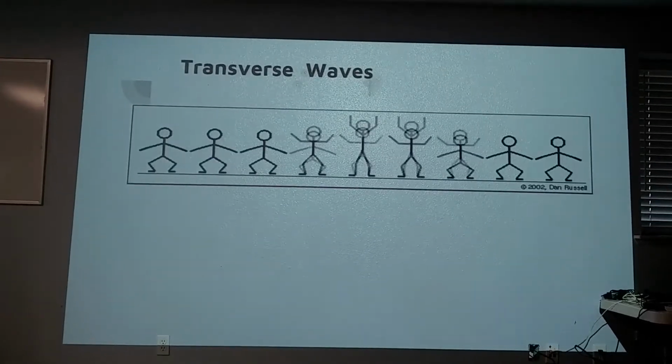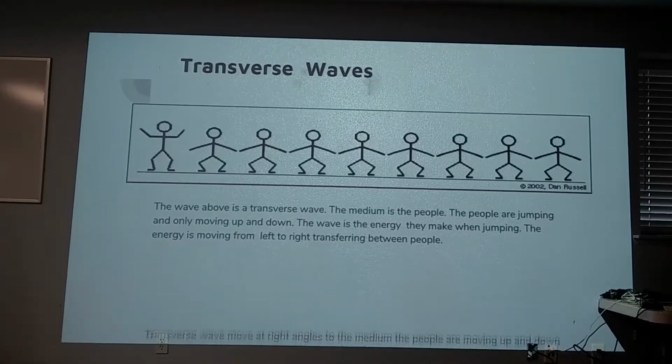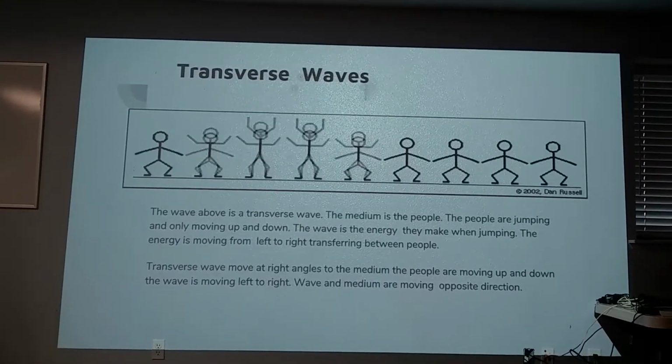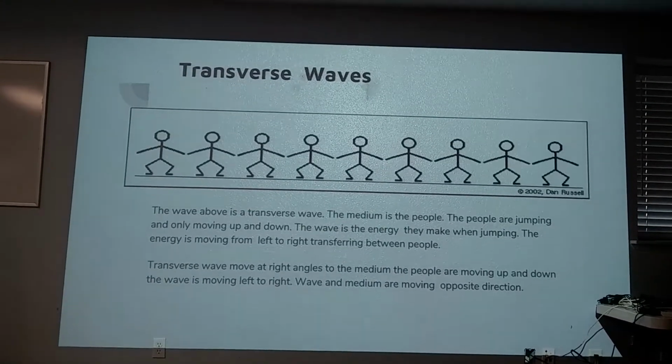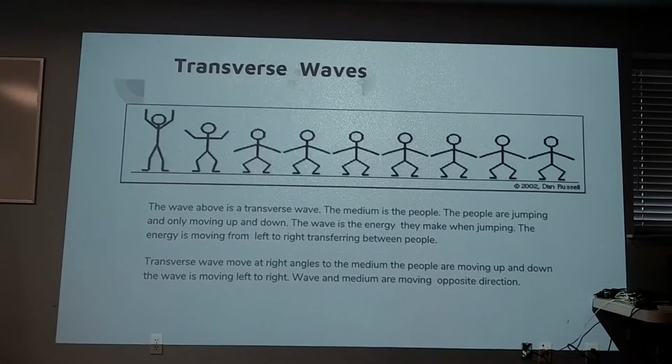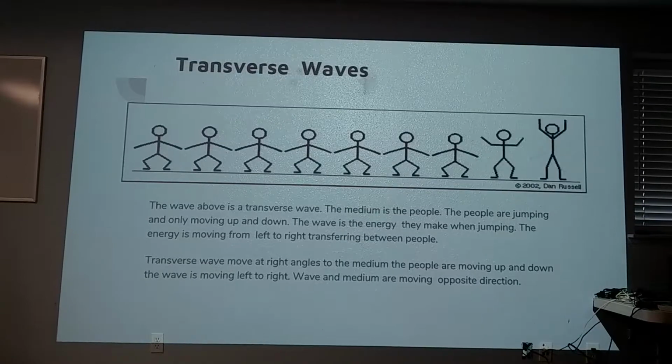Transverse waves. The picture above is a transverse wave. The people are doing the wave. Their energy of excitement is going across the screen from left to right. The wave's traveling that way, but the people are only moving up and down. They're moving at right angles to each other. Physically, they're moving up and down, but the energy is carried across.